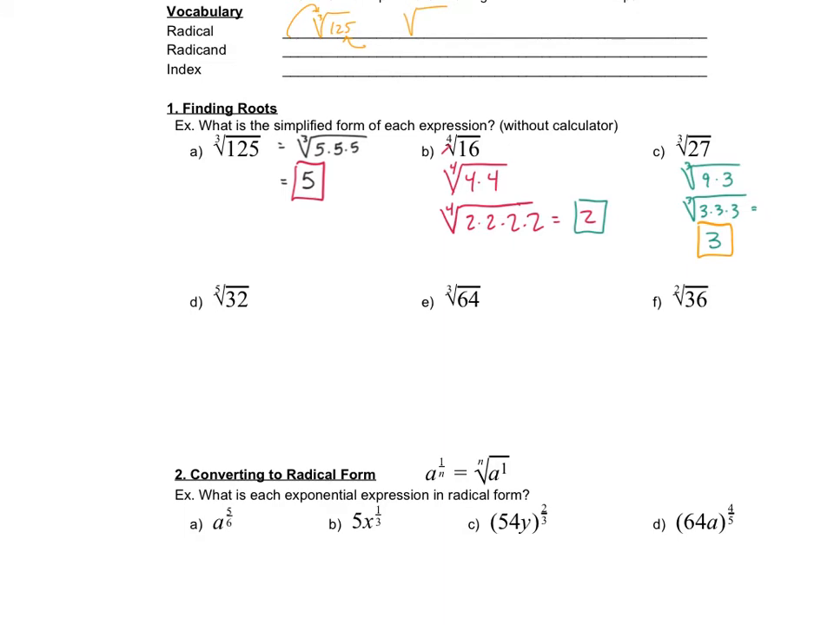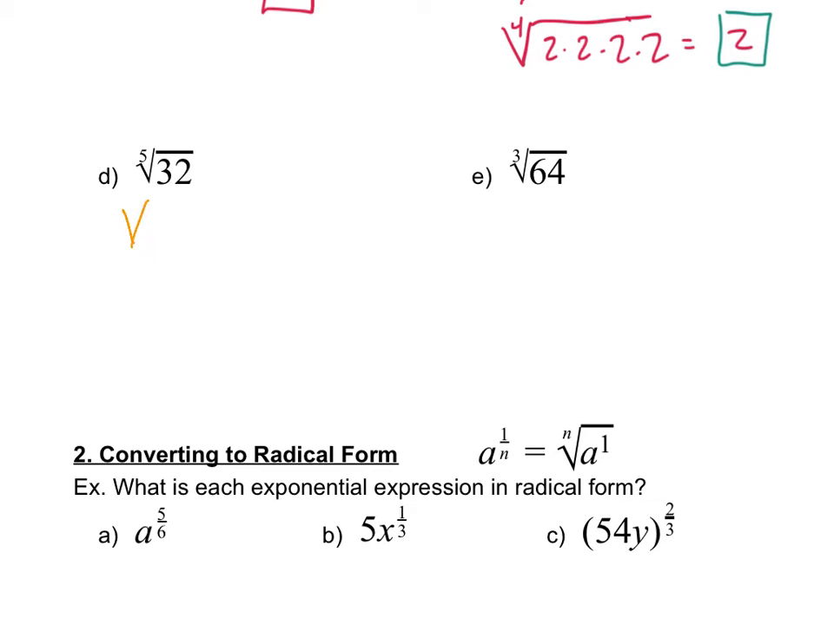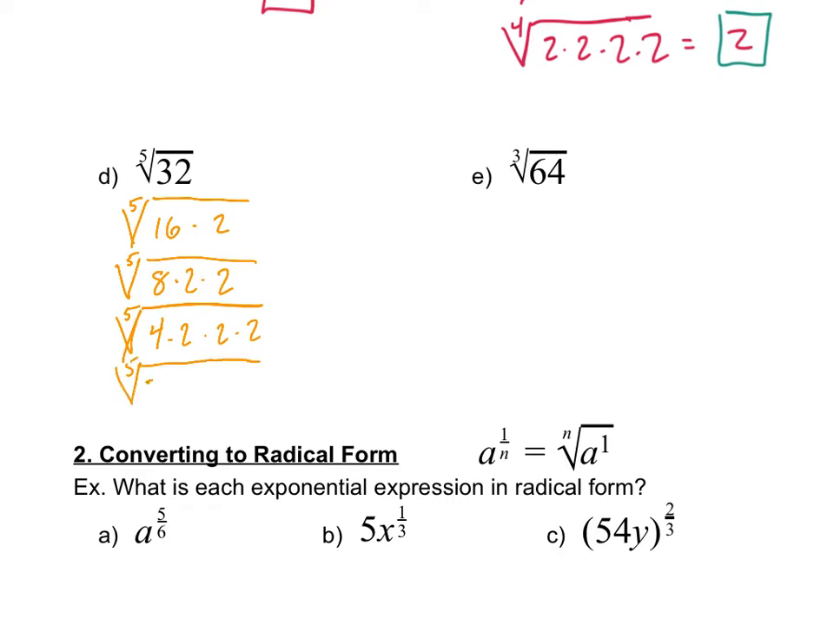So continuing on, the fifth root of 32. Let's see, well, we know that 32 is going to be 16 times 2, which is also 8 times 2 times 2, which is also 4 times 2 times 2 times 2. And then finally, 2 times 2 times 2 times 2 times 2 would give me 32. So I'm looking for that number multiplied times itself 5 times. It gives me 32. And sure enough, that is going to be 2.